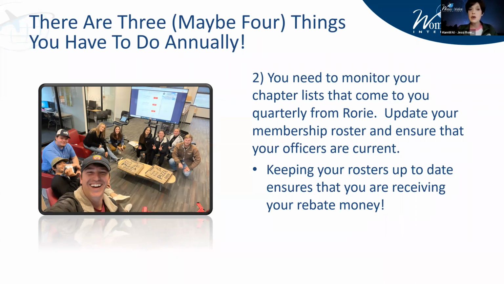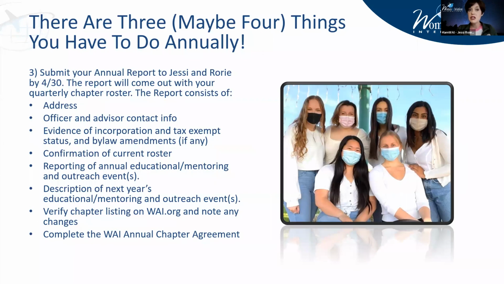The third thing is making sure that the annual report has been submitted to Jesse and Rory by April 30th of each year. The report consists of making sure that your quarterly roster for that quarter is up to date. The address for the chapter is up to date. Your officer and advisor contact information is correct. Your evidence of incorporation and tax exempt status. And if you have any bylaw amendments, confirmation of your current roster, reporting of your annual education and your mentoring and outreach events, description of your next year's educational and mentoring and outreach events. And then verifying your chapter listing on wai.org and noting any changes.